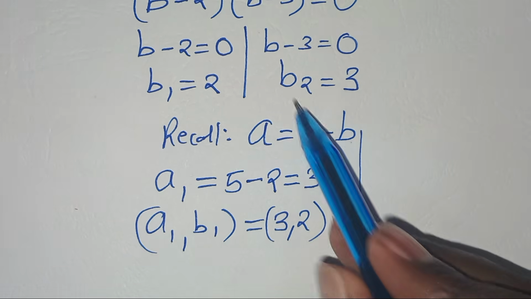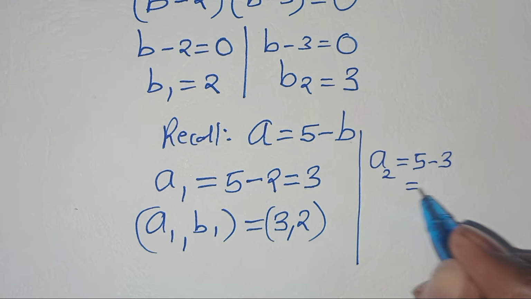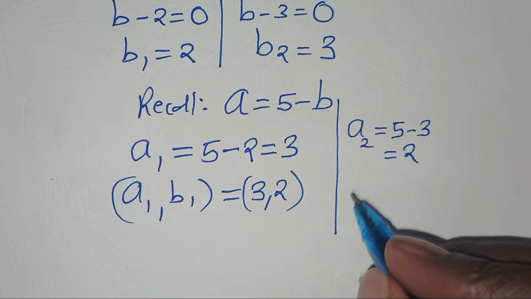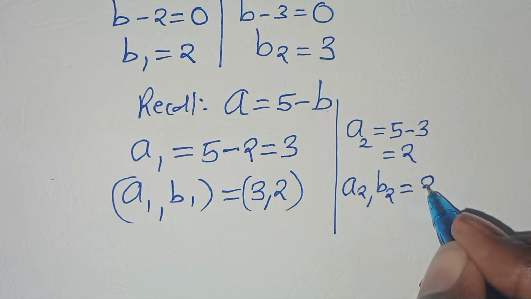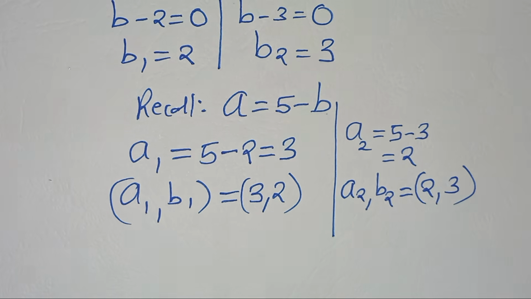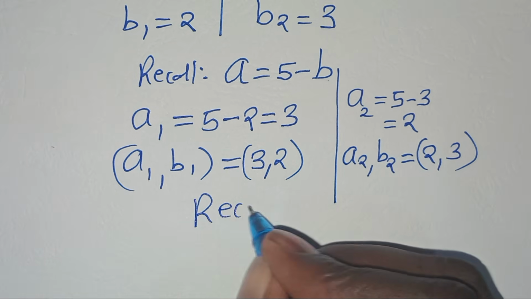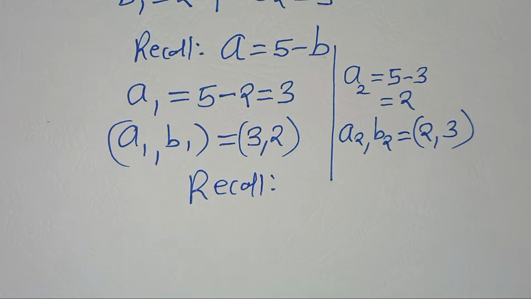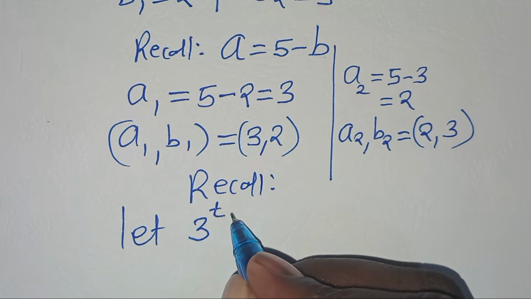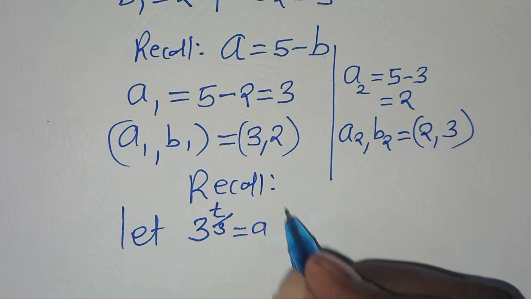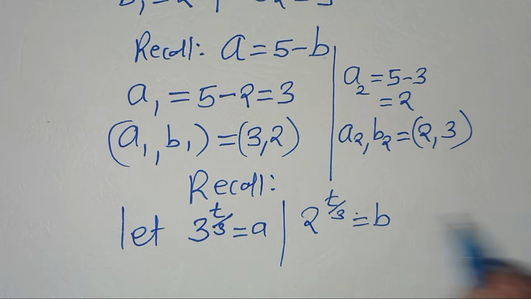Then here we can solve for a2. a2 will be equal to 5 minus 3, and this is equal to 2. So this means that a2 comma b2, this is equal to 2 comma 3. Now the next step is that, if you recall again, we assume that we let 3 raised to the power of t over 3 be equal to a, and 2 raised to the power of t over 3 be equal to b.